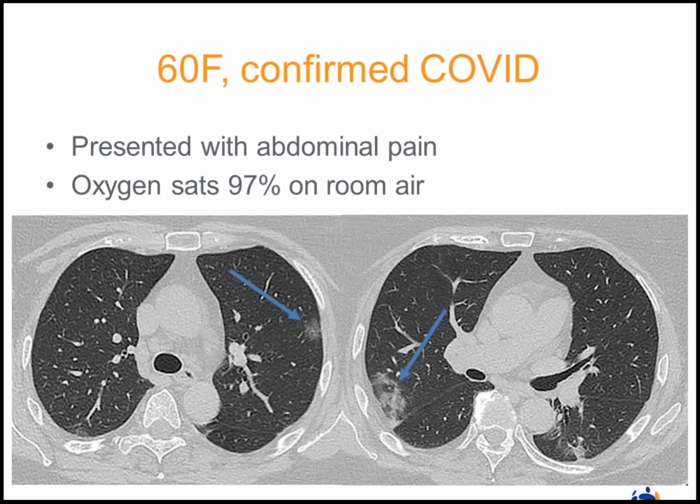And here we have another patient, a 60-year-old lady this time, who is confirmed to have COVID on the PCR testing. And she has presented with abdominal pain. And her oxygen sats are 97% on room air, which is not too bad. But her CT shows multiple small peripheral areas of ground glass opacity in the bases. There's no crazy paving.